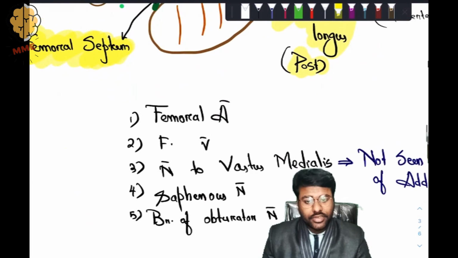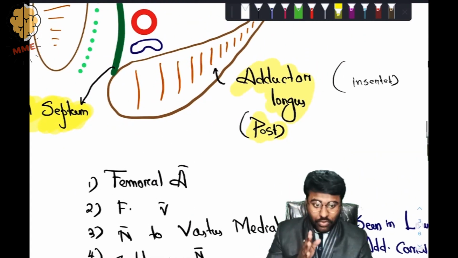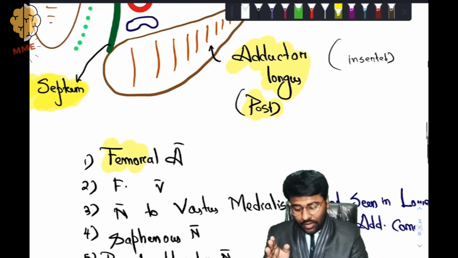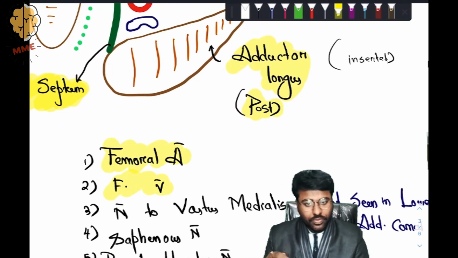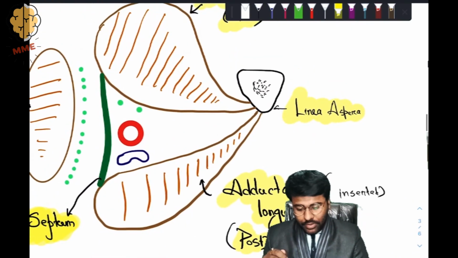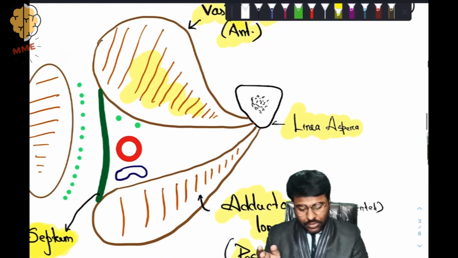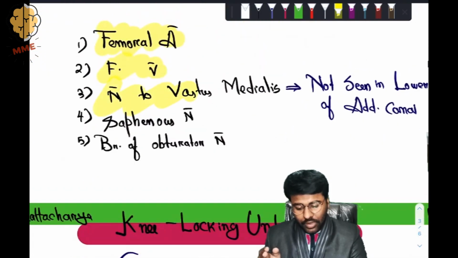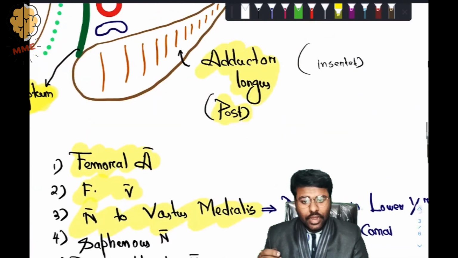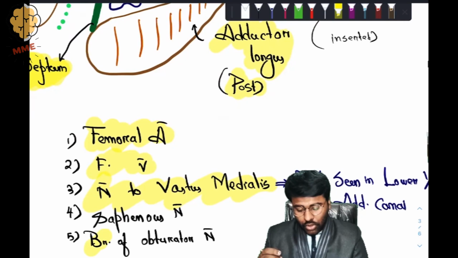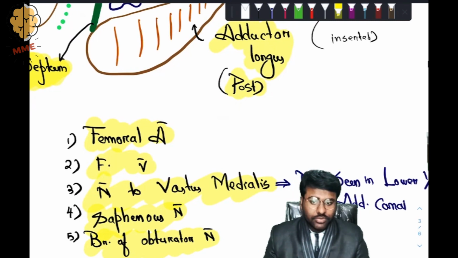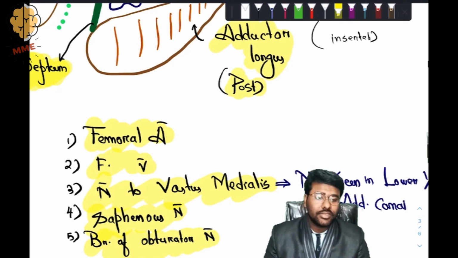The adductor canal contains, first of all, what comes from the femoral triangle: the femoral artery and femoral vein. And the nerve to the vastus medialis is also present. There is another branch of the obturator nerve, and lastly the saphenous nerve. So there are three nerves: the nerve to the vastus medialis, a branch of the obturator nerve, and the saphenous nerve.